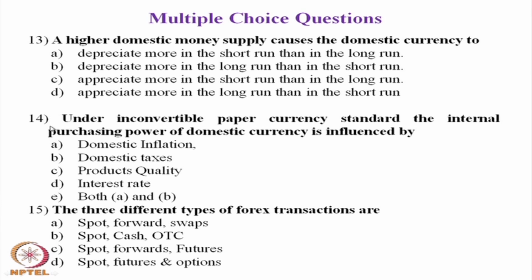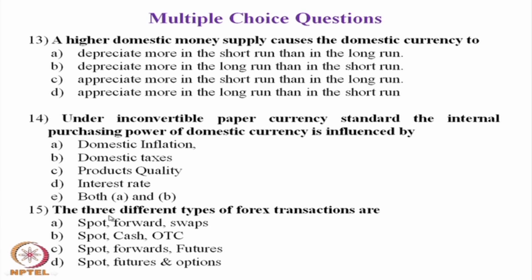Question number 14, the answer is E, that is both A and B, that is domestic inflation and taxes influence the purchasing power under inconvertible paper currency standard.